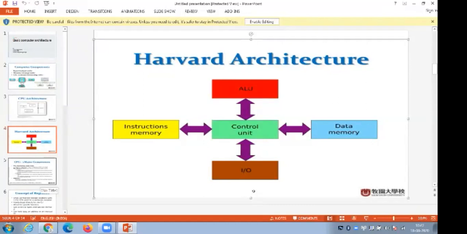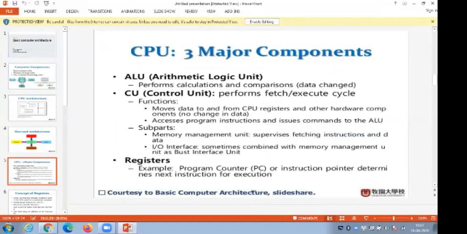Now coming to the CPU architecture, which I explained before in the third slide, let me explain what a CPU usually contains. A CPU contains three types of parts. First, the ALU, the arithmetical logical unit, which performs calculations and comparisons. Calculations and comparisons are performed in the arithmetic and logical unit, which is one part of the CPU.